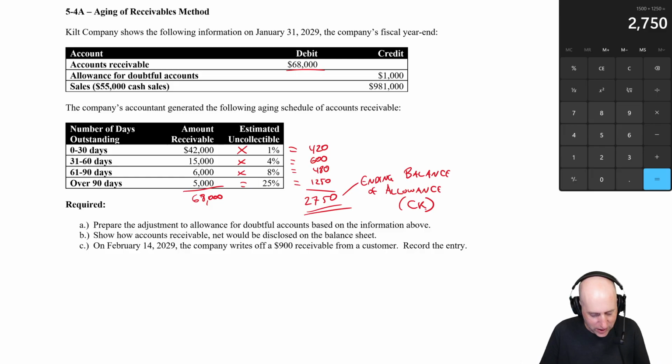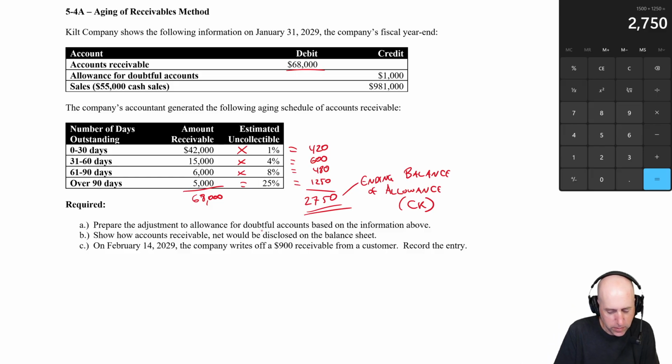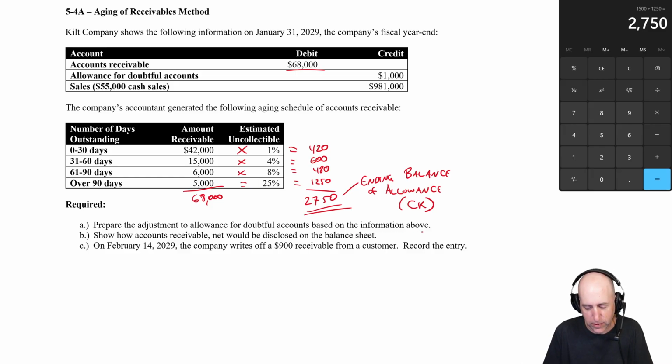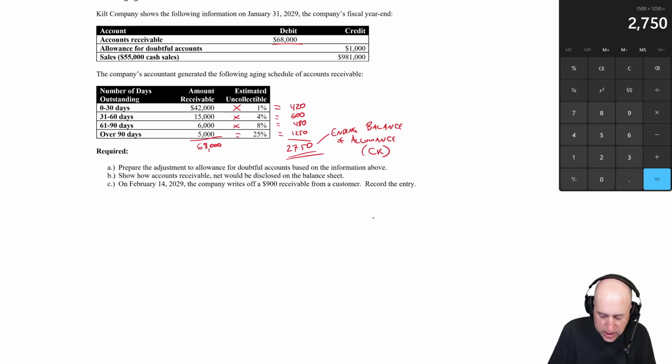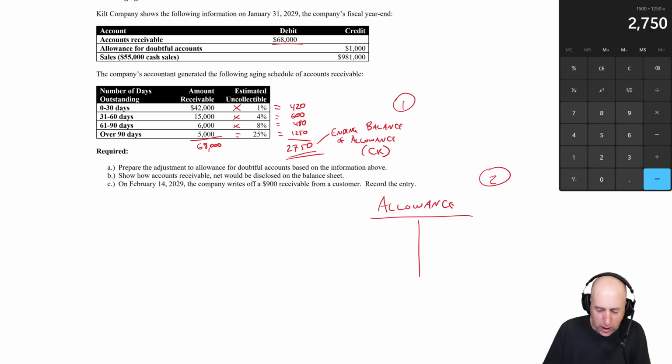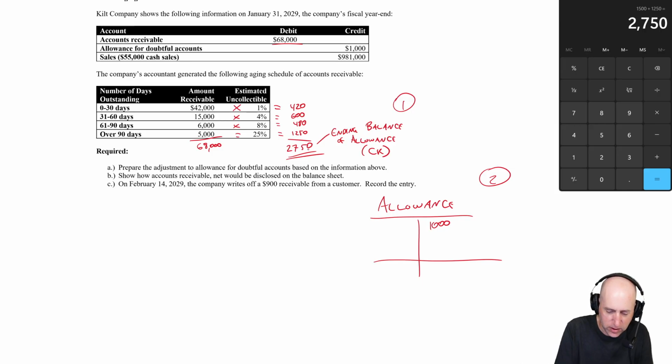Okay, so it says prepare the adjustment to allowance for doubtful accounts based on the information above. Well, we actually have to do a T account first. So step one is to do this calculation. Step two, we've got to do a T account for the allowance for doubtful accounts. It was $1,000, and we're saying no, the ending balance of the allowance has got to be $2,750.